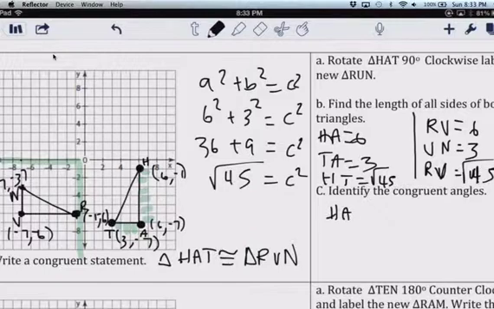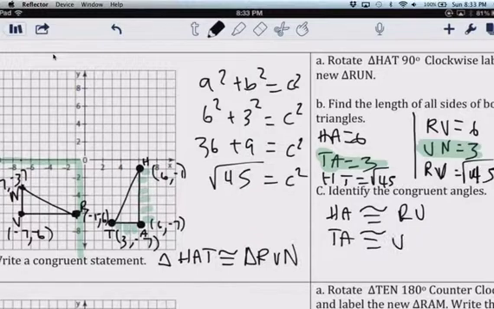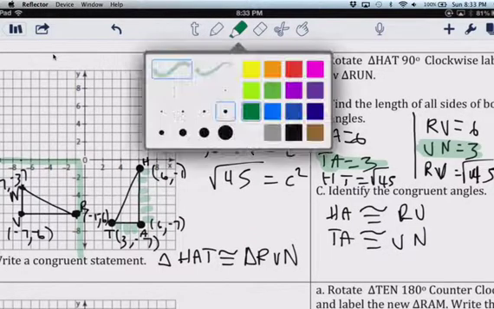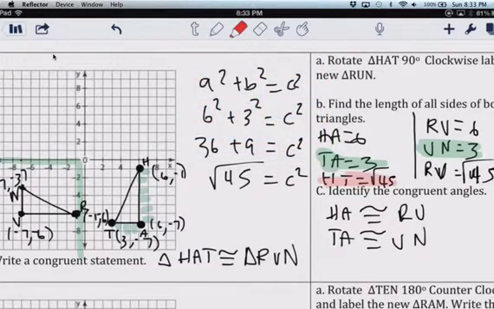HA is congruent to RU, and TA is congruent to UN, both 3. And the last one, HT is equal to, and that is both square root of 45. HT is congruent to RN.